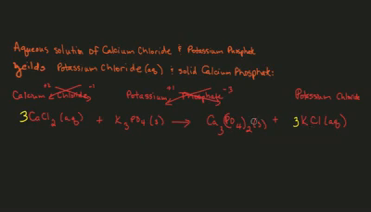So we need to change that to a 6 to get the chlorines to match up, which then means we need to change this coefficient from a 1 to a 2 to make the potassiums match up. So let's check all our elements. Calcium's 3, chlorine is 6, chlorine 3 times 2 is 6, potassium is 6, potassium is 6. Good, we're good to go.